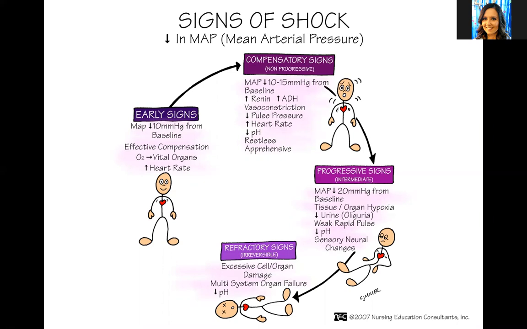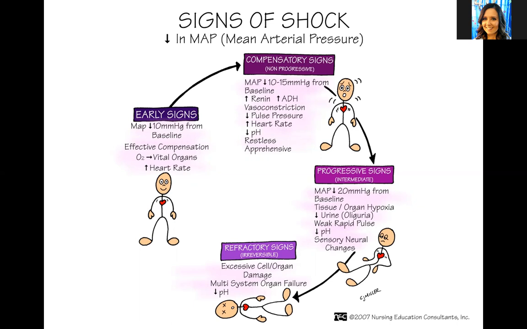Then we go to the compensatory stage. So now their MAP has fallen 10 to 15 millimeters mercury from baseline. Renin, ADH, vasoconstriction, decreased pulse pressure. Our heart rate's going to increase. We're going to be acidotic. Your patient may appear restless or apprehensive.